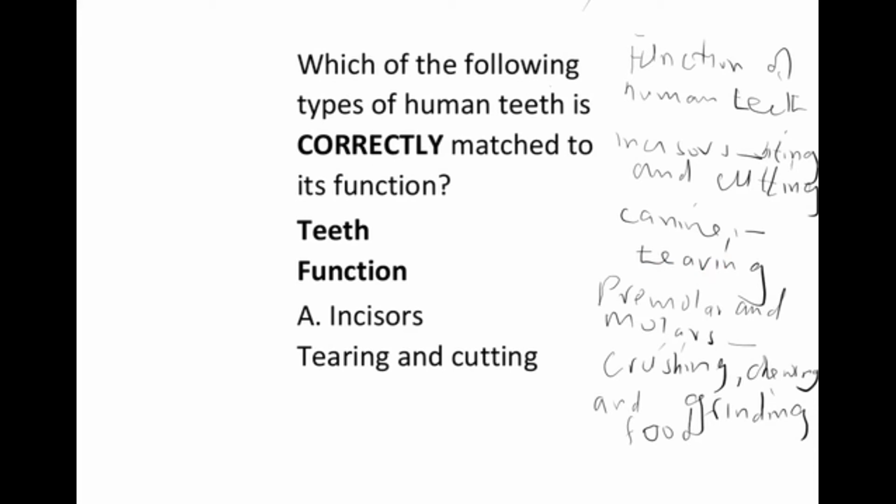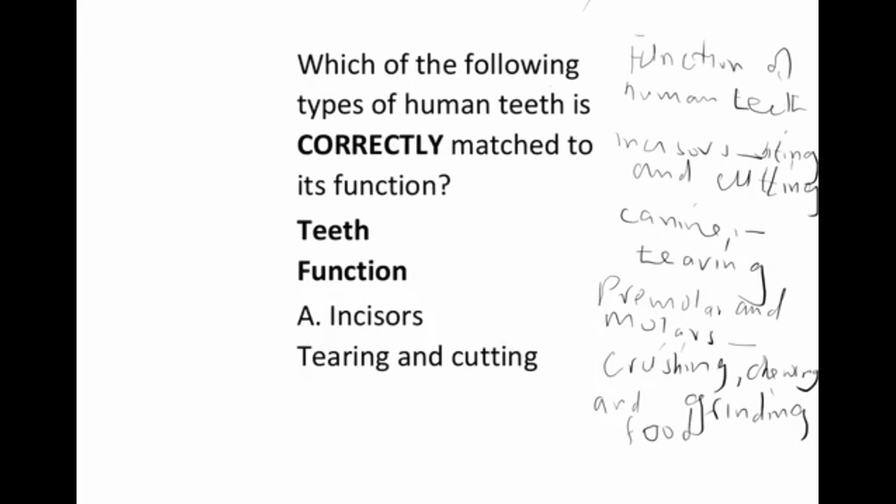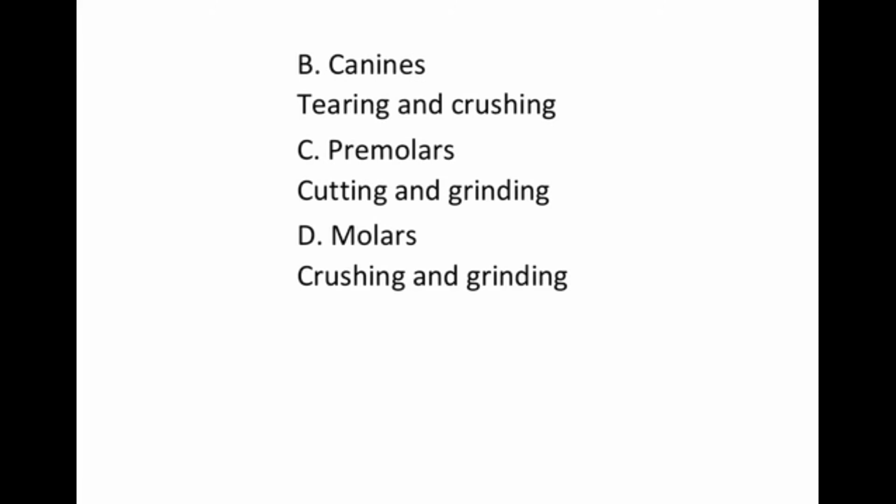When we go to our choice B, canine, which is the type of teeth, we have tearing and crushing. We have said now the work of the canines in our explanation, it is tearing. So according to the choice here, we see that here we have crushing, which is not the work of canine. Then choice C, see, we have premolars.